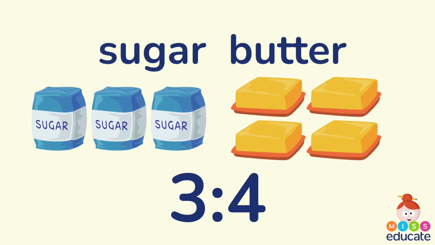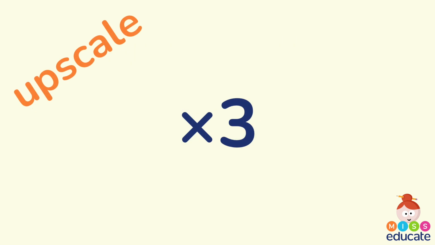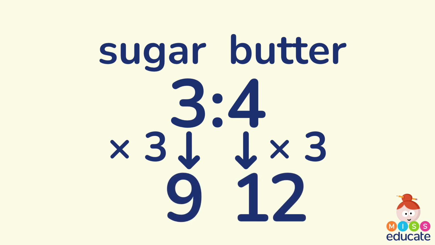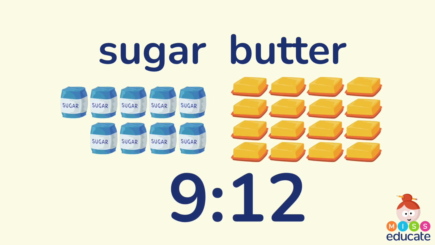Let's look at a slightly different one then. For every 3 bags of sugar, we need 4 lots of butter. We are going to times the whole amount and upscale it by 3. So, do you remember what we do when we want to make it bigger, upscale it, change the proportion? That's right. We need to multiply both sides by 3. So, the sugar, 3 multiplied by 3, and the butter, 4 multiplied by 3. That is going to then give us a ratio of 9 to 12. So, 9 bags of sugar to the 12 lots of butter.